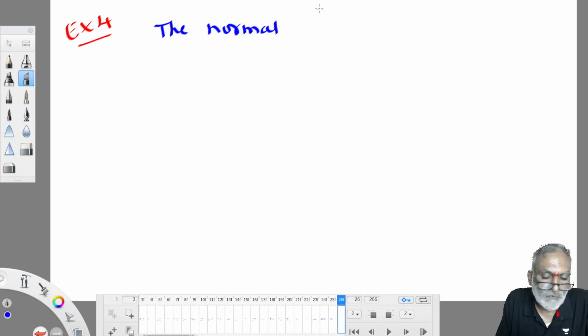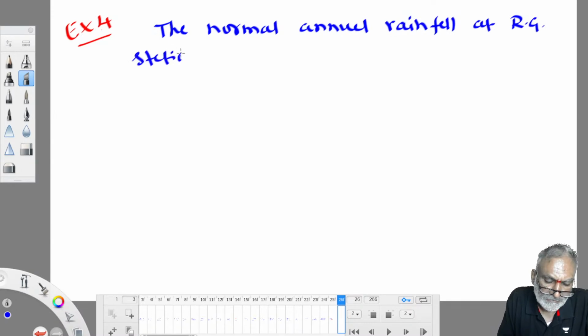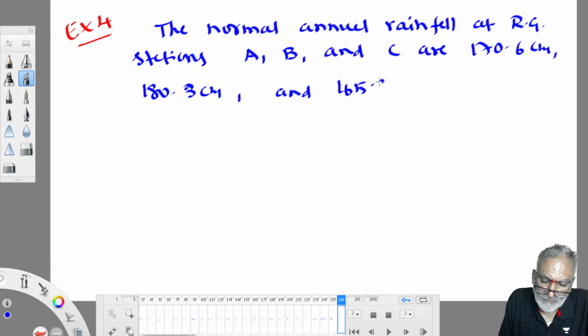The normal annual rainfall at rain gauge stations A, B and C are 170.6, 180.3, and 165.3 centimeter respectively.